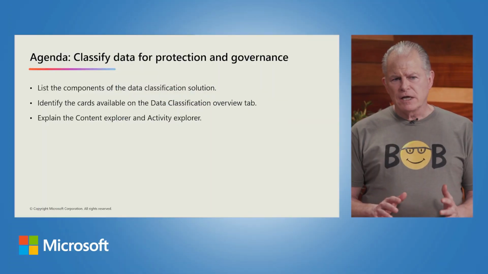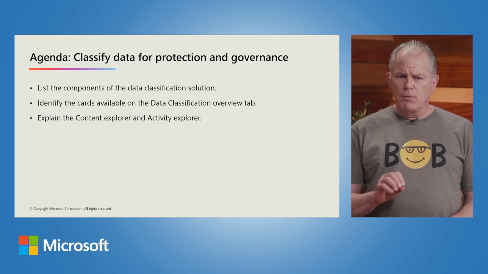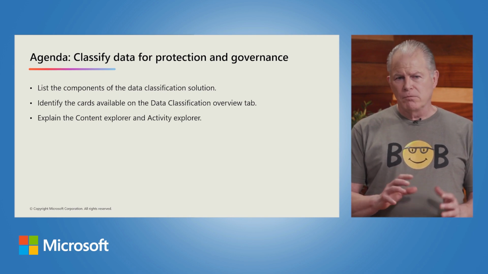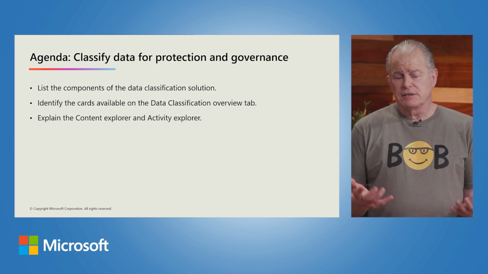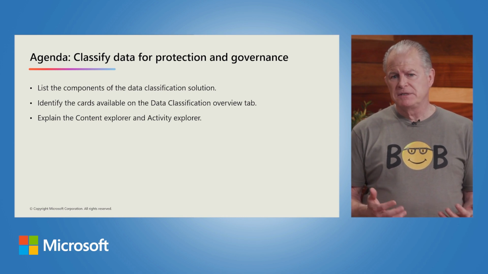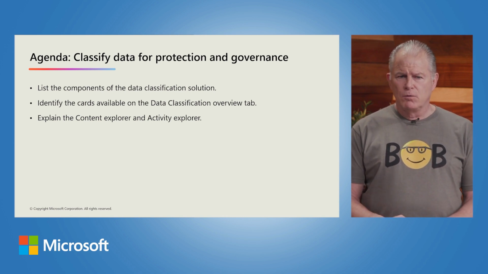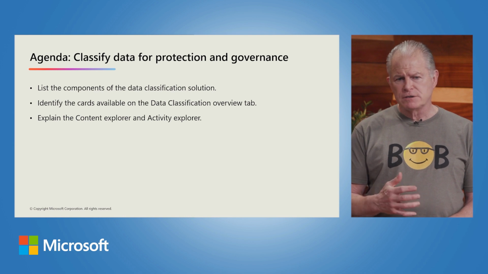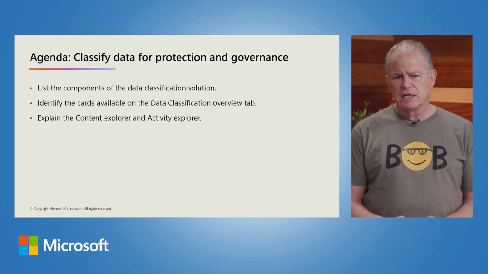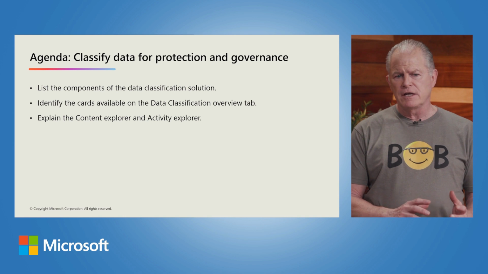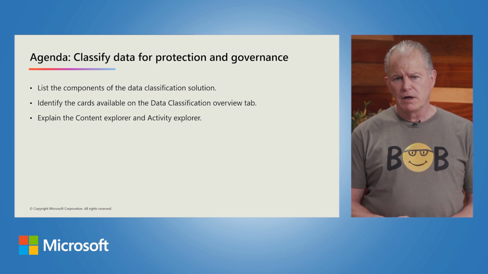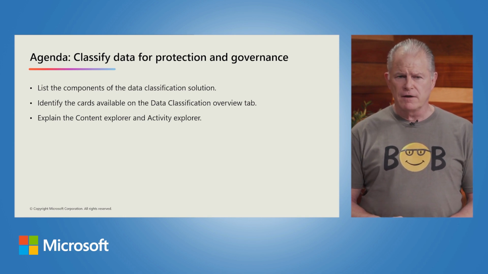Let's get into this. As an introduction to data governance, we want to look at what is information protection and some of the components that make up data classifications. We'll show you some of the cards that are available for data classifications. As well, we'll show you the Content Explorer and the Activity Explorer as tools to start that data governance journey.